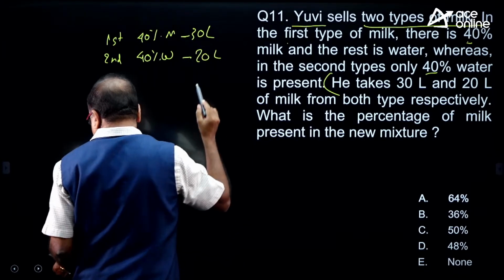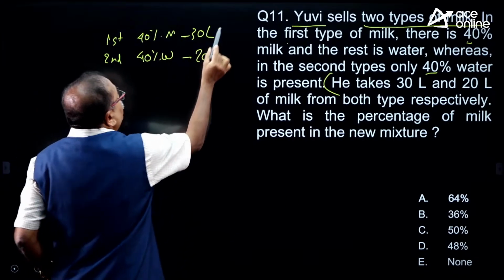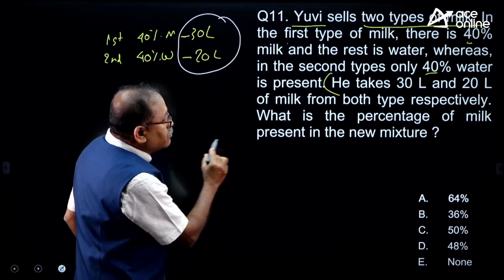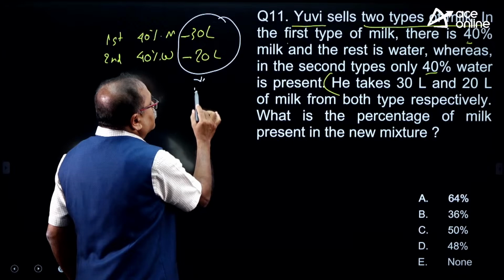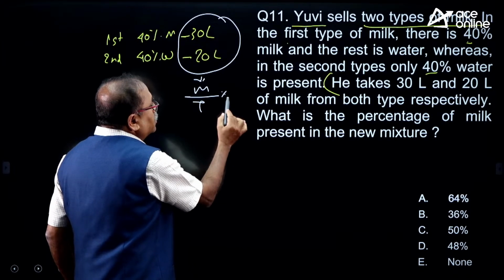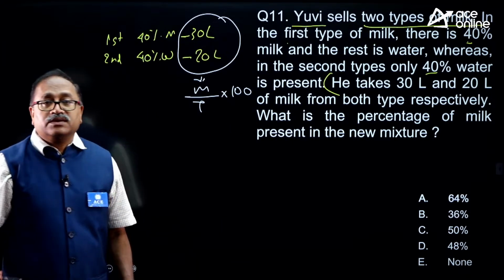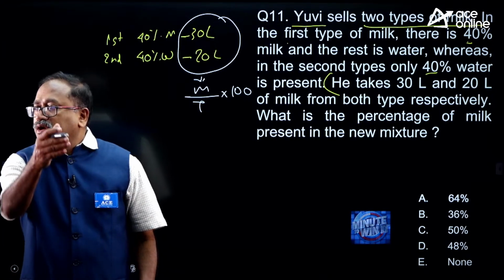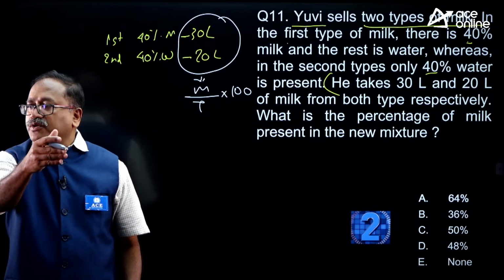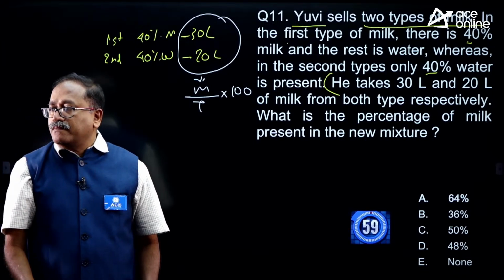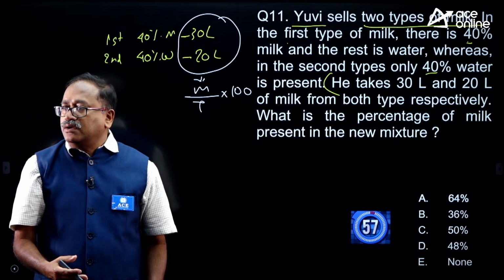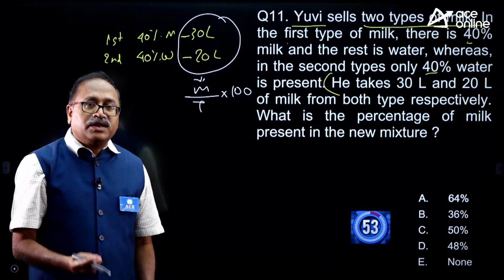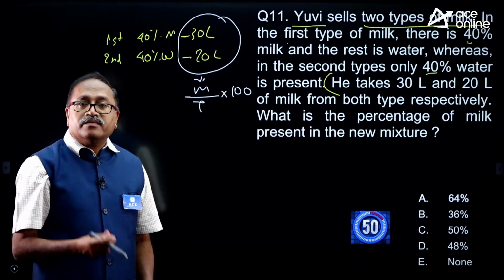So this is your new mixture. He makes a mixture of it. In this, what percentage of milk is there? Milk by total into 100. That's what is asked. Hope, my friends, you don't need the time. You already answered the question. Look at this, Pawan has already answered the question, and he says it's 48. I will just wait for another 10 seconds, my dear friends.